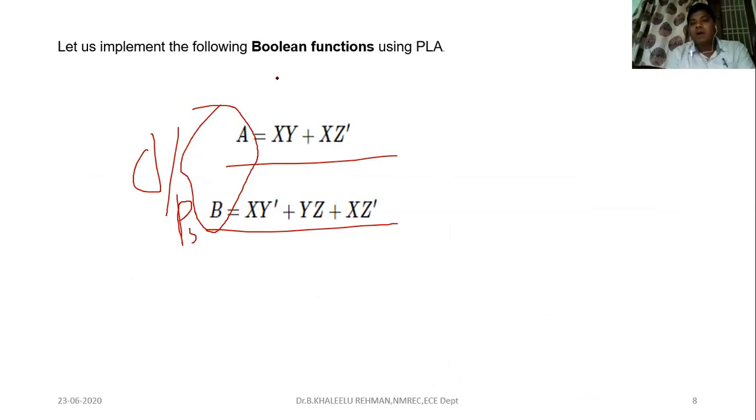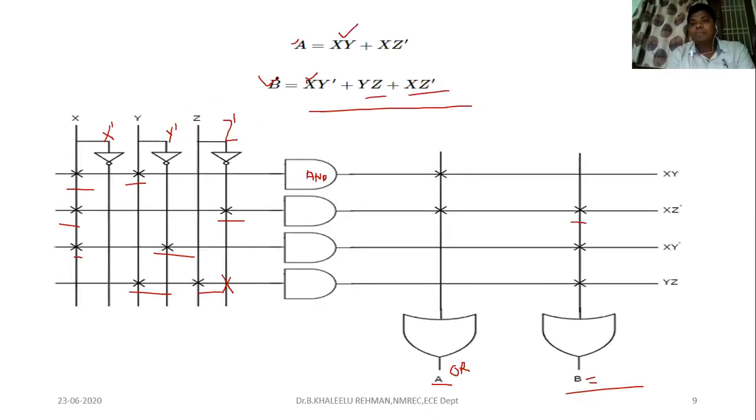We have seen the PROM and the programmable logic array. These are the two examples we discussed in learning outcome 2. Next, in learning outcome 3, we will be discussing the programmable array logic, and then about the CPLDs, complex programmable logic devices. Those things will be discussed in learning outcome 3. Hope you understood this one.